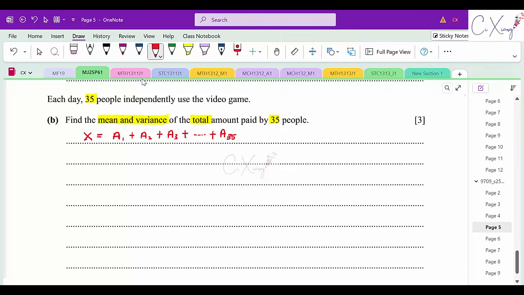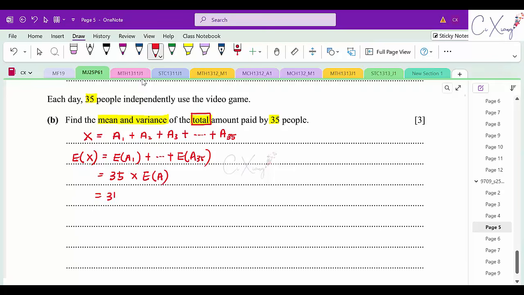So what I need to do is a plus, because they are talking about the word total. You add them together. When you add them together, it has to add one by one for each of the people. So it should be A1 plus A2 plus A3 until A35. Then when you want to get the mean for the total amount paid, you'll have E[A1] plus E[A2] until E[A35]. And basically it means that you're having 35 times the expected value of A.